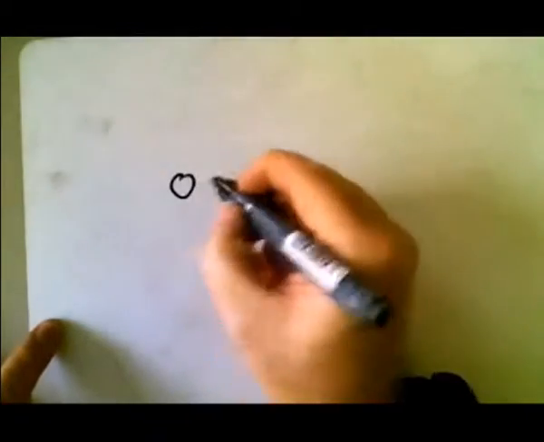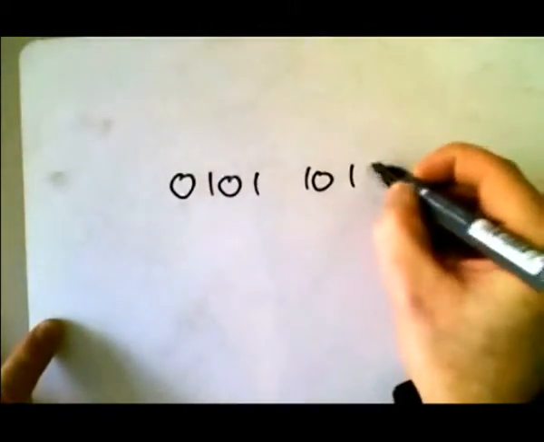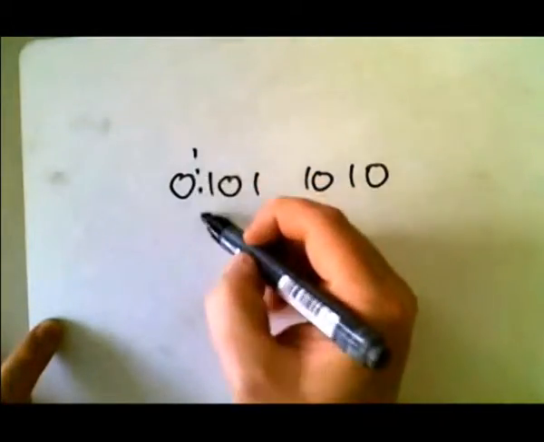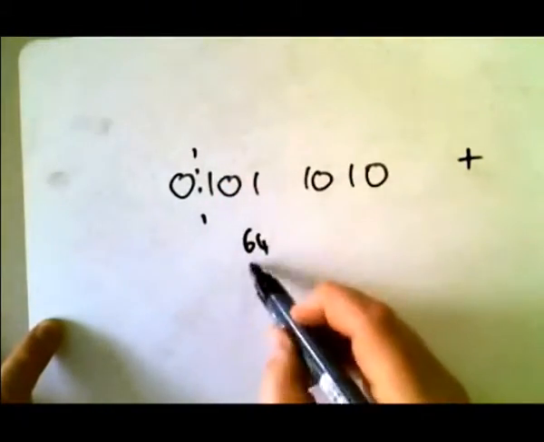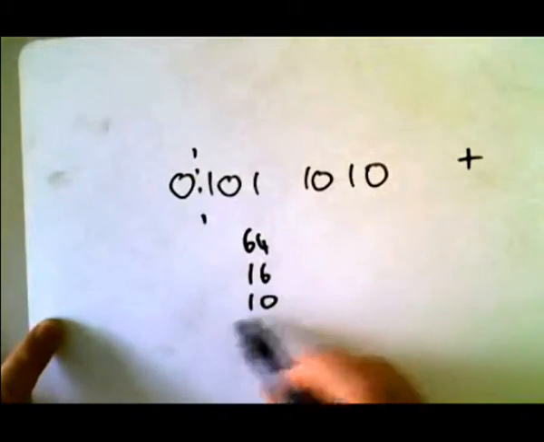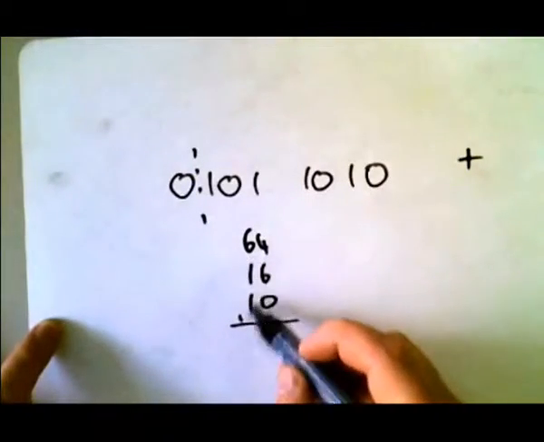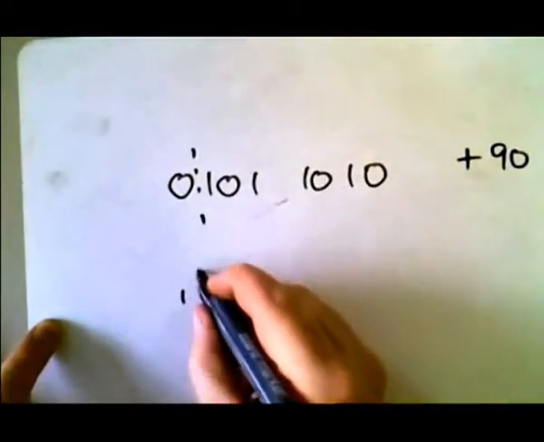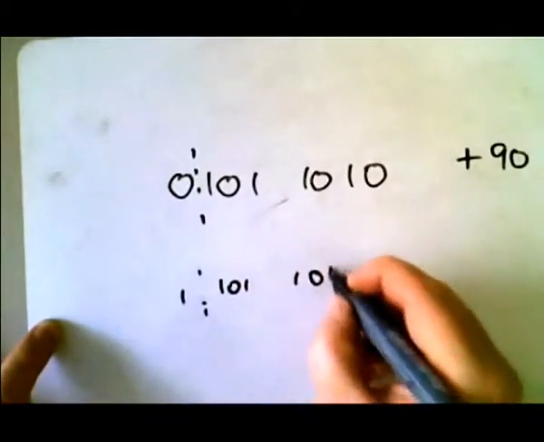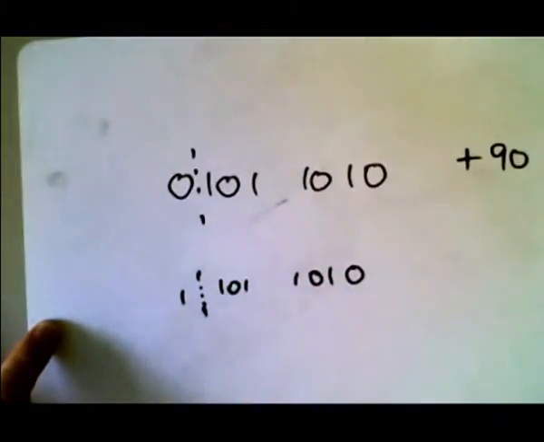If I've got this number here, what does that represent in binary? The most significant bit is the sign, so it's positive. Then we've got 64, 16, and 10. That's plus 90. If I wanted the negative version of that, I'd just swap that to a 1. You don't need to draw those dotted lines in; that's just for me to demonstrate what I'm talking about. So that would be minus 90.